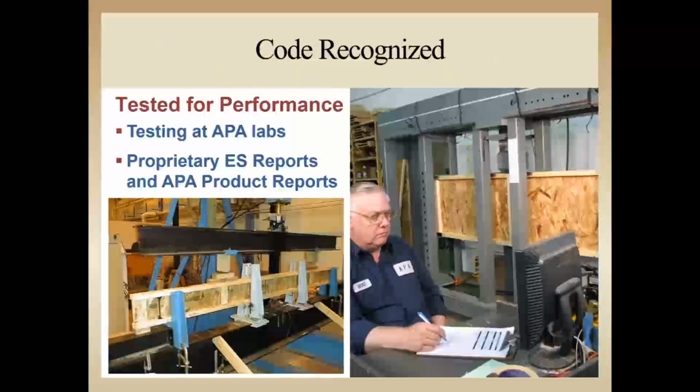Engineered wood products that bear the APA trademark are manufactured in accordance with APA or national standards. The trademark is the manufacturer's assurance that the product conforms to the standard noted on that trademark. APA members are committed to APA's rigorous program of quality inspection and testing. Many engineered wood products are proprietary and use proprietary engineering standard reports and APA product reports as well for their code recognition and product use and design information.